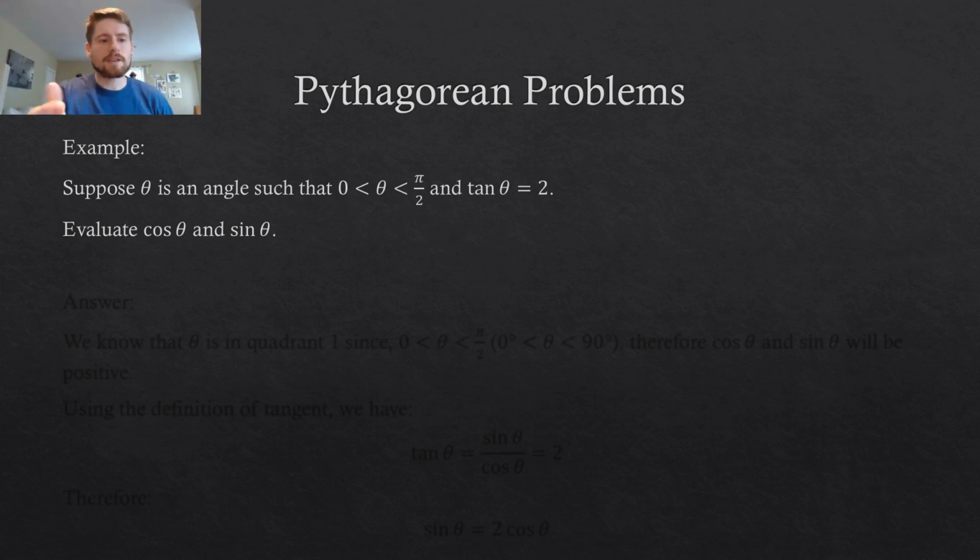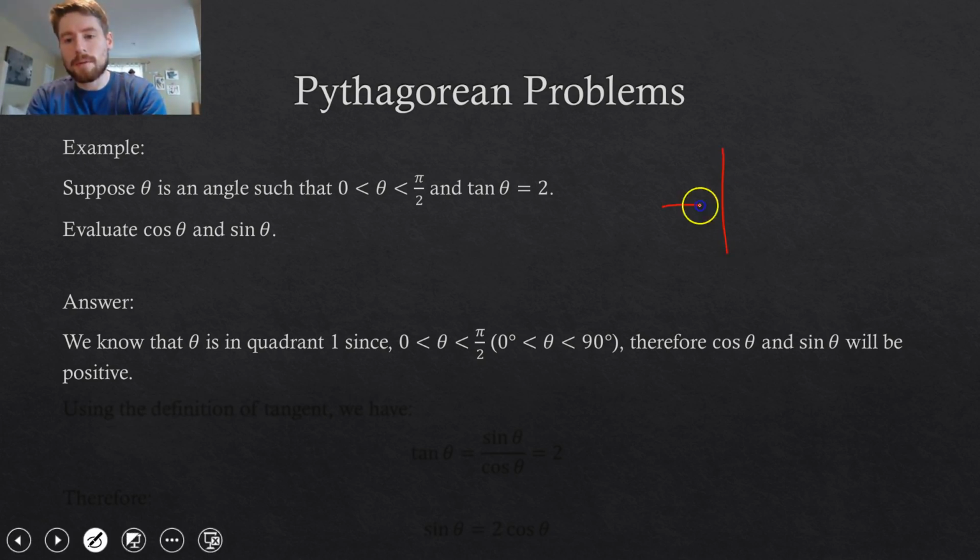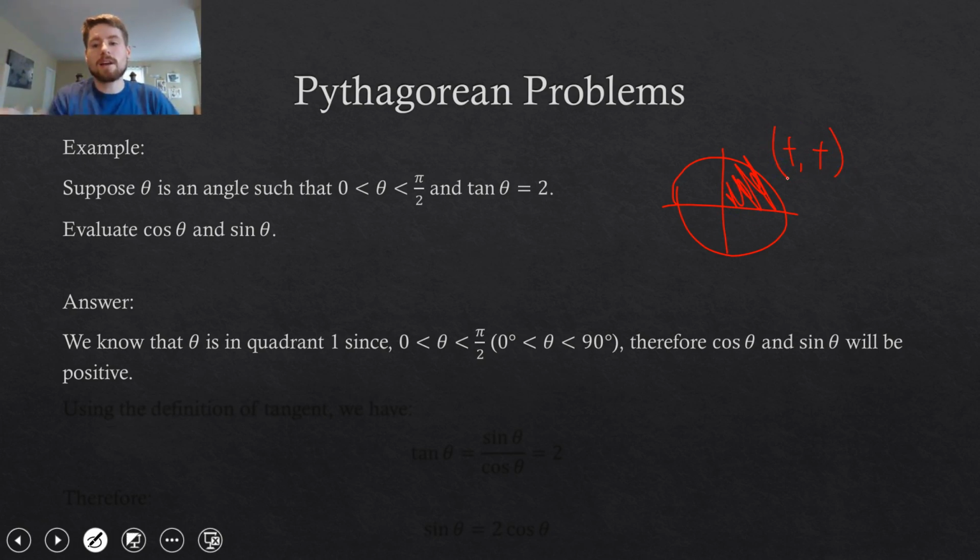And we've already actually done this problem, but it was phrased differently. We want to evaluate cosine and sine of that angle. All right, starting off, we know that our angle is in quadrant 1 because the angle is told to be between 0 and pi over 2, which is 0 degrees and 90 degrees. So we know cosine and sine are both going to be positive. So I'm going to just remind myself we're here, positive and positive. And so cosine of theta and sine of theta are both going to be positive numbers for this.